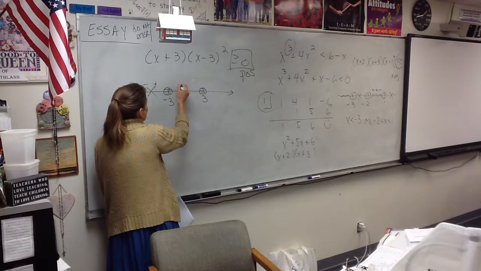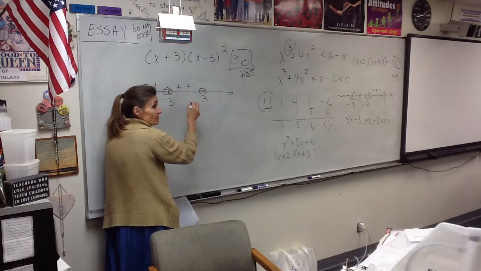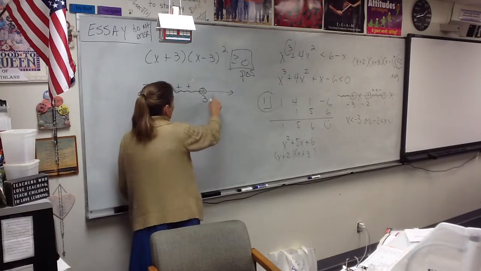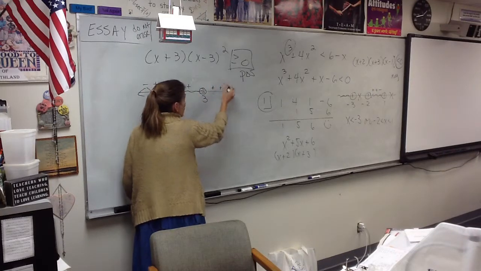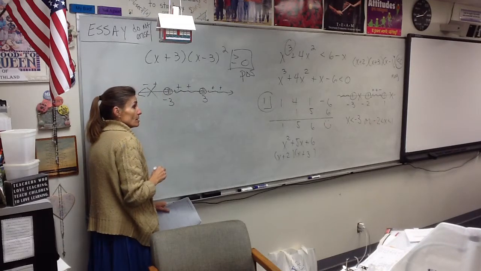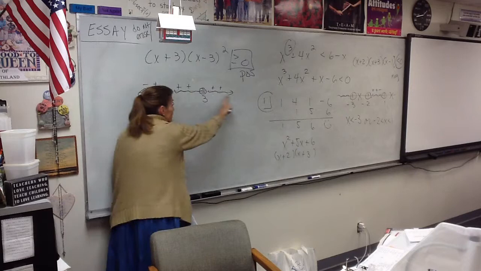0 would give me a positive times a positive. That works. Good. I'm going to keep that. Let's do 4. 4 would give me a positive and positive times a positive. That works. It'd be everything greater than 3. So basically, my answer turns out to be all of this, right?